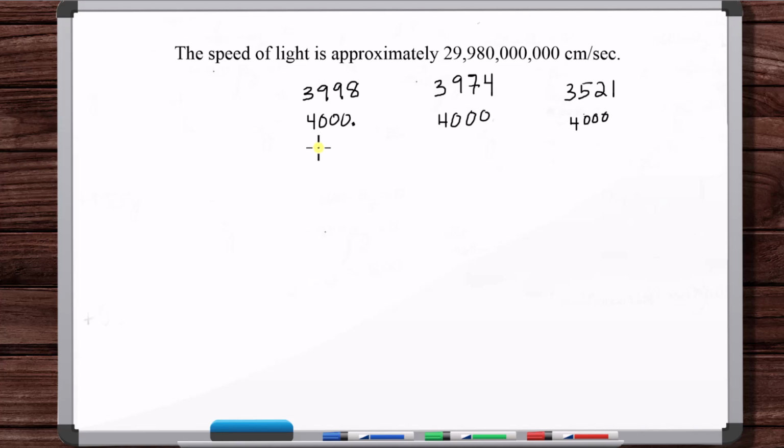I could write this as 4.000 times 10 to the third. I could write this as 4.00 times 10 to the third, and I can write this as 4 times 10 to the third. And if this is confusing you, don't worry about it. Go watch the video on significant figures, and then you can come back to this video.